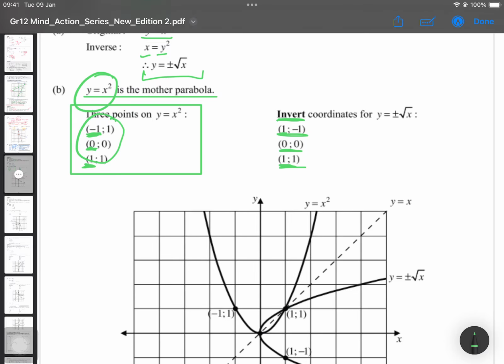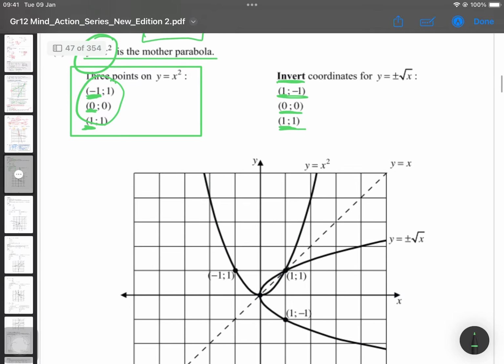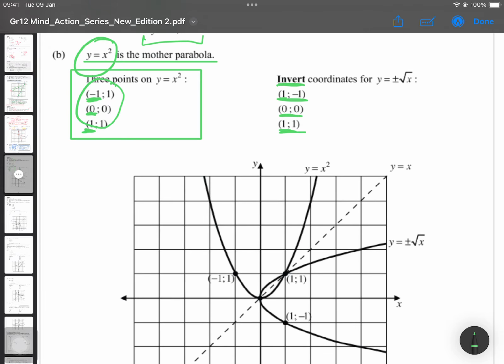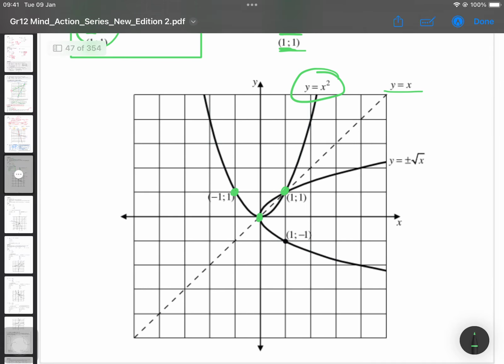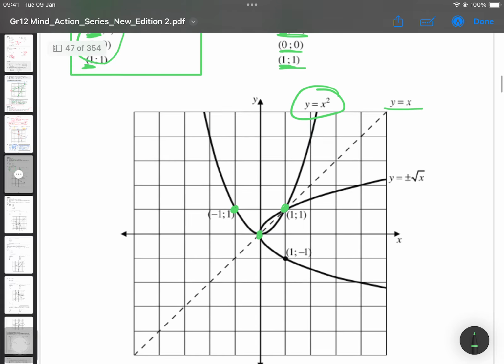So let's see. You chose those 3 points, got them. So the 3 points are negative 1 to 1, 0 to 0, and 1 to 1. Then you join them, then you get the first graph for the original. Then you can also draw the dotted line. And then to draw the inverse, you just invert the points.